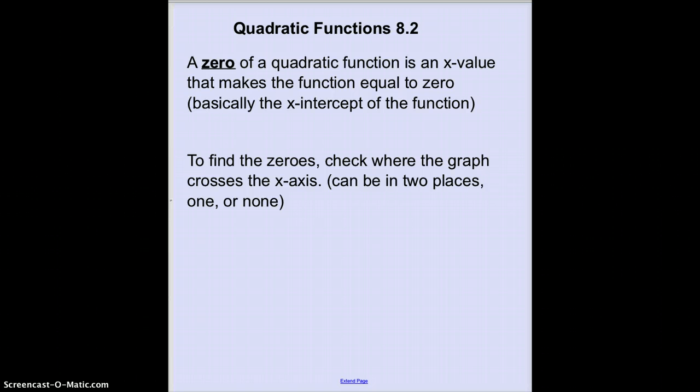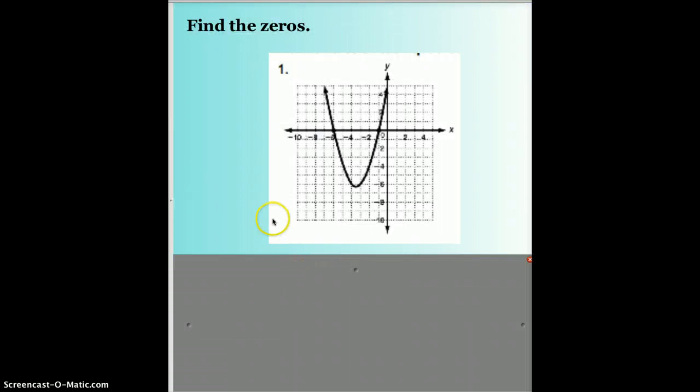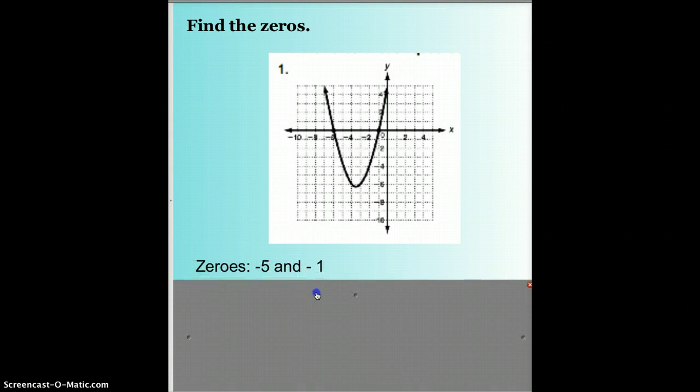To find the zeros, you have to check where the graph crosses the x-axis. Because it's a parabola, this can be in two different places, it can be in just one place, or there can be no zeros. Let's look at an example. Here's a parabola, and we see that the zeros, where the graph crosses the x-axis, are in two places, at -5 and at -1. So (-5, 0) and (-1, 0).